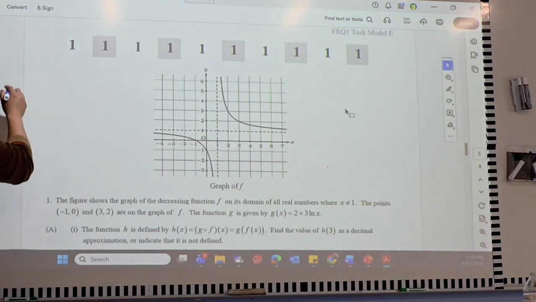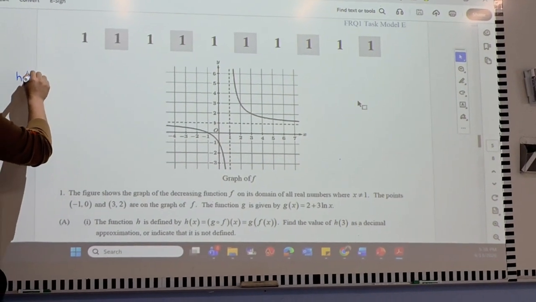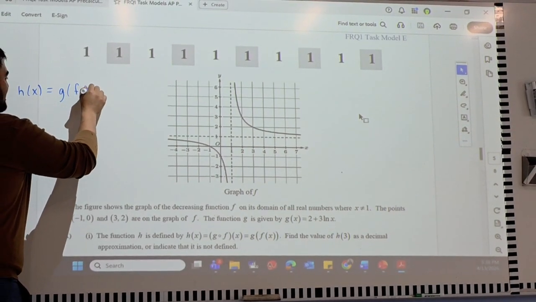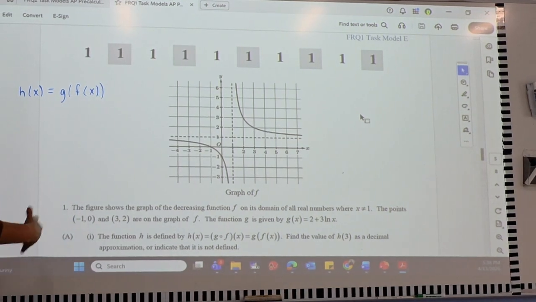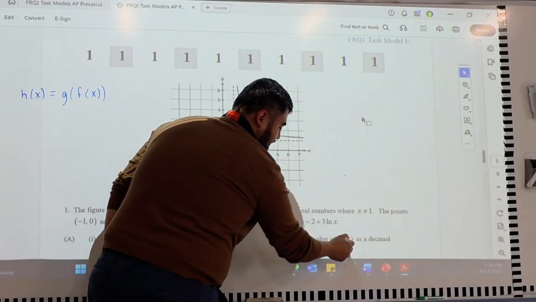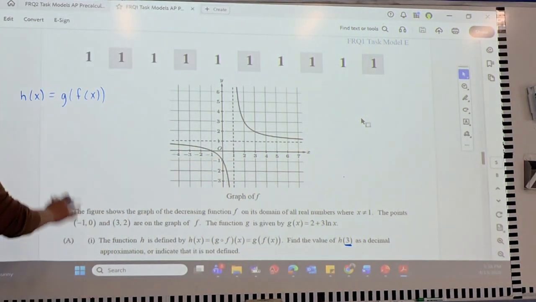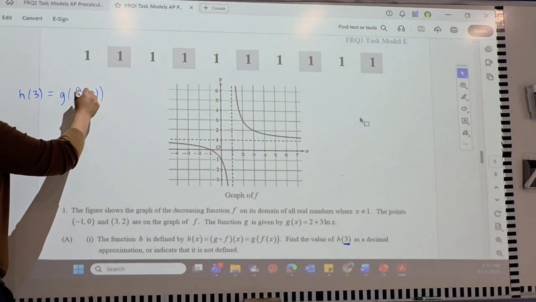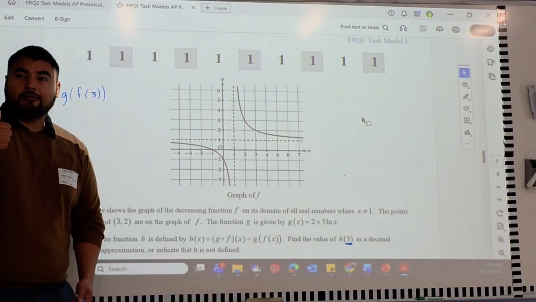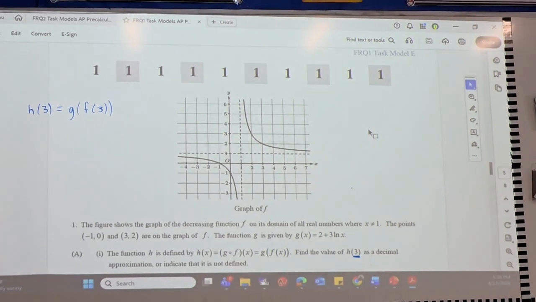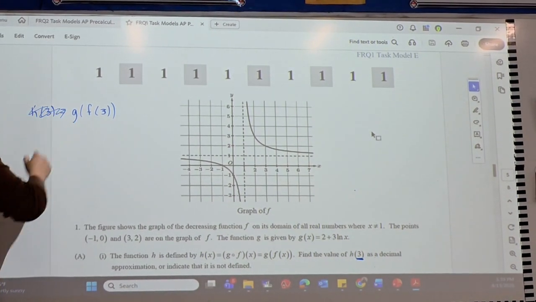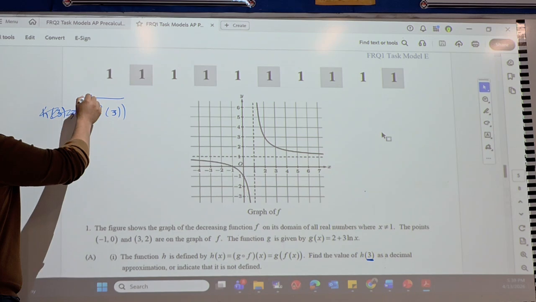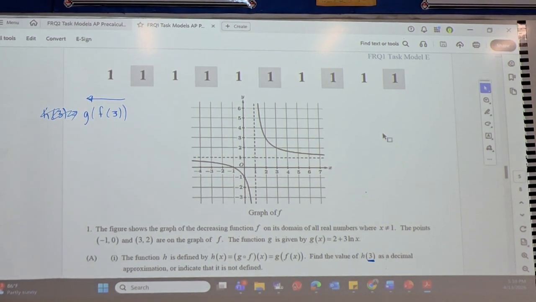So I'm gonna have h of x equals g of f of x. In this case, you need to focus on the input. The input given is 3. So inside parentheses, 3, right? So we don't need this no more. We're gonna get rid of it for a bit. So let's focus on function f and 3 because we're going from right all the way to the left.